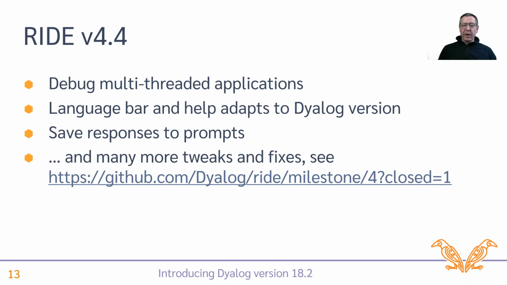Where previously RIDE knew about the latest version of Dyalog APL, the new version of RIDE actually communicates with the interpreter to find out which version it is and provides language bar help and so on, language-specific information that's adapted to the actual Dyalog version that you're using. And it can save responses to prompts. I'll show you a screenshot of what that means. That's actually very important in practice.